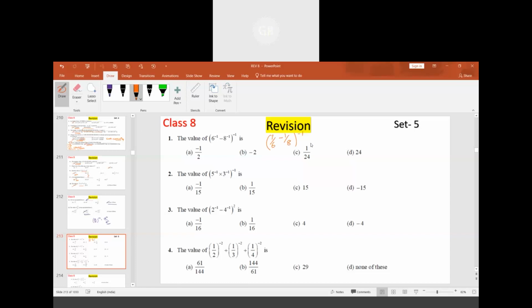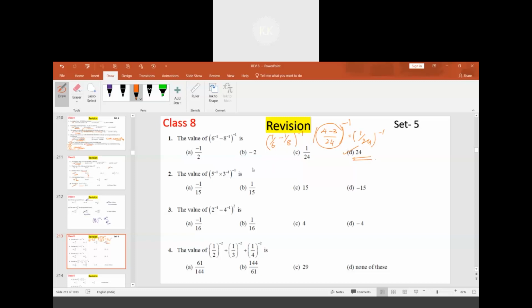Inside, if you simplify, the answer is 24. LCM is 24. If 24 is the LCM, this will be 4 minus 3, which is 1 by 24. Then 1 by 24 to the power minus 1 will be 24. Option D, 24 is the answer, because the power minus 1 gives the positive reciprocal.